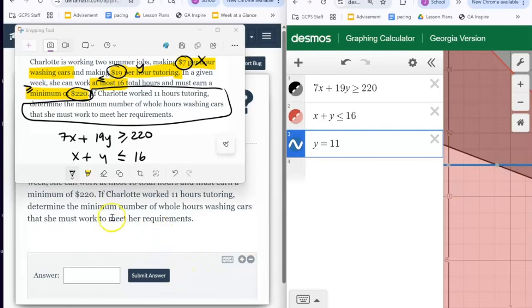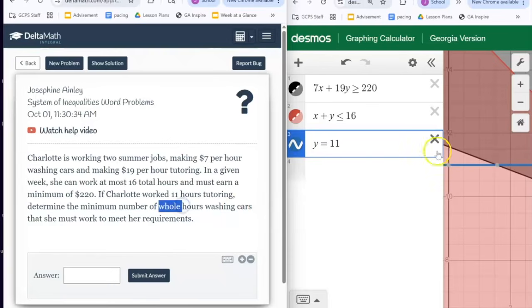Okay, so again, just be careful to read the question because this said whole, because I was going to say you could actually have this as a solution. You can have 1.57143 hours, but because it says whole, you have to go with that. So 2. This is only asking for the minimum number. So I'm going to put the minimum that I can have, which is the smallest I can have, which is 2.